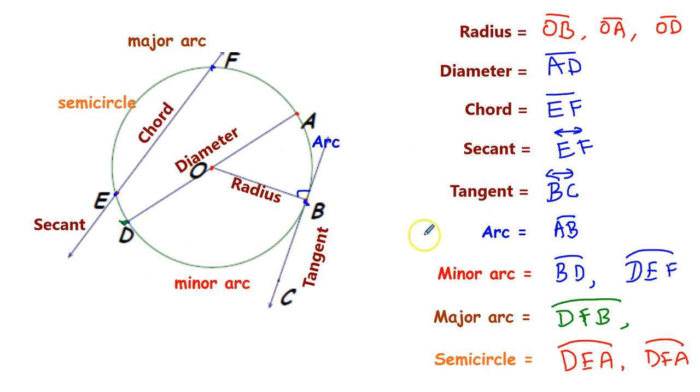So these are the different words that are used in circle, and please try to identify each one of them and have a clear idea of those things.